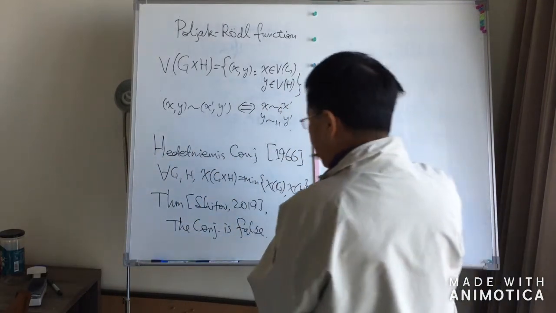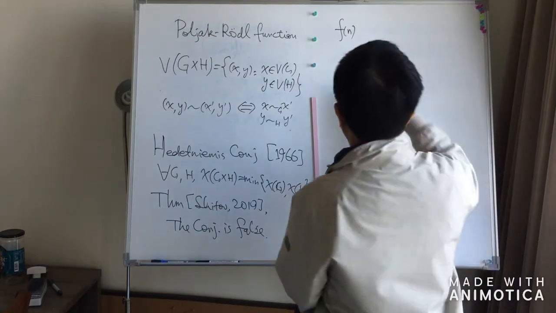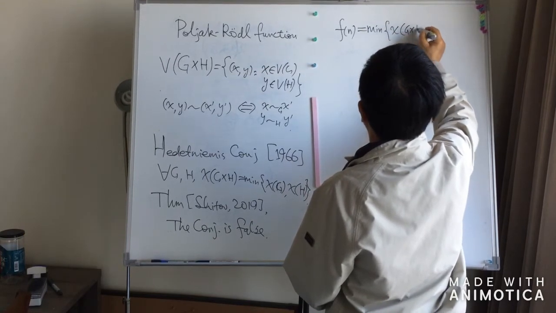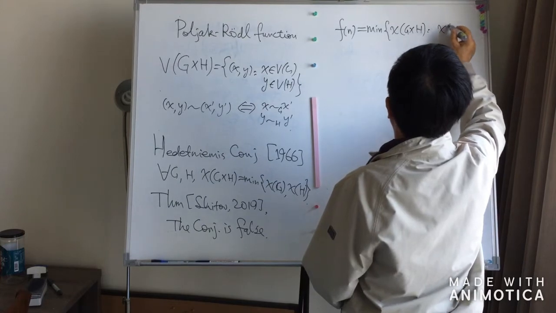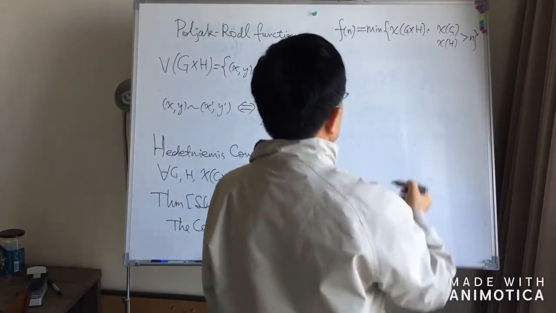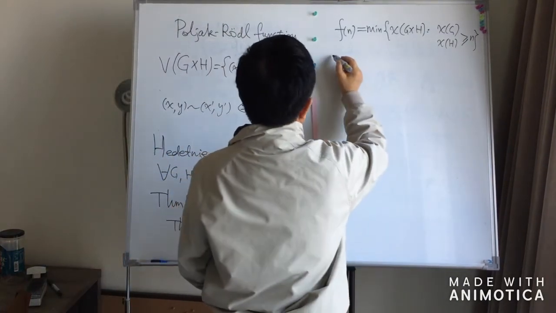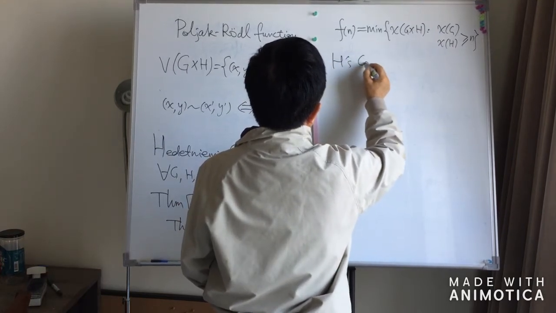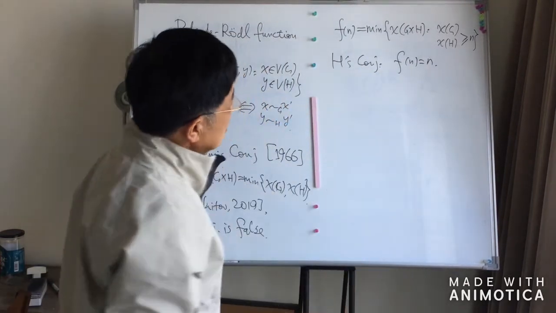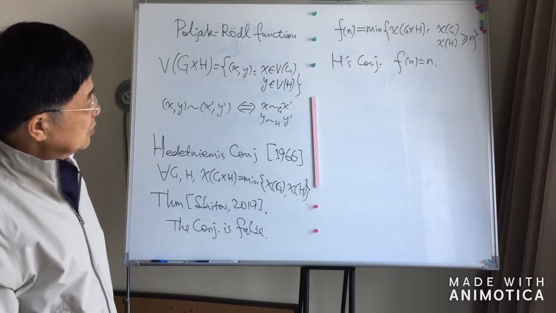Okay, so the Poljak-Rödl function. What is that? This function is defined as follows: for an integer n, we let f(n) equal the minimum of the chromatic number of G times H, such that the chromatic number of G and the chromatic number of H are both greater or equal to n. And Hedetniemi's conjecture can be stated as: the conjecture is that f(n) equals n. So the chromatic number of the product is always equal to the minimum of the two, and therefore f(n) equals n.